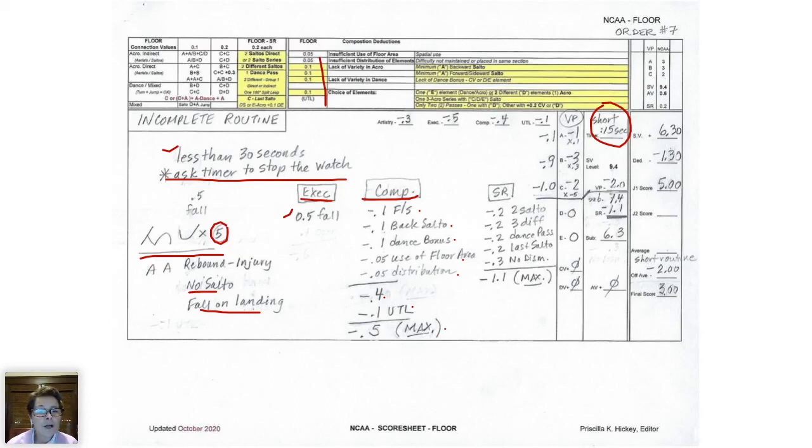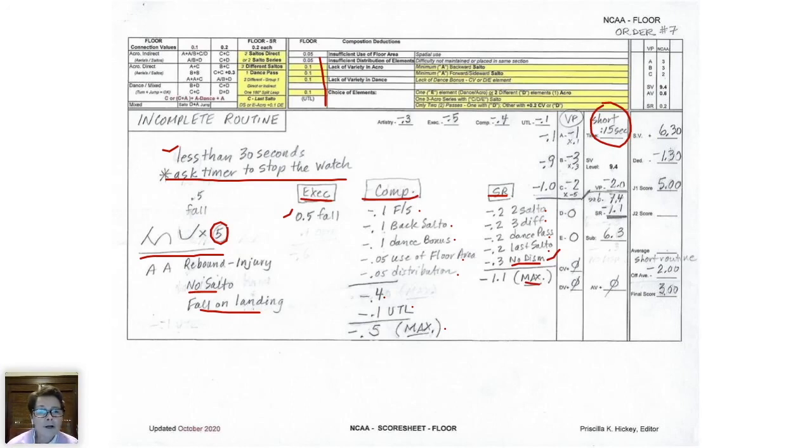Her special requirements were all missing. 2/10 for no 2 salto, 2/10 for no 3 different, 2/10 for no dance pass, 2/10 for the last salto lacking. And you need to remember she had no dismount for a 3/10, which comes off the start value. So the maximum for the special requirements, including the no dismount, is 1.1.